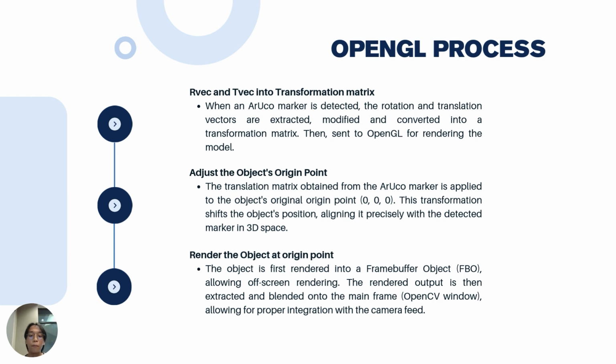And lastly, OpenGL helps in rendering the object at the correct position. Instead of rendering the object directly onto the main frame, we first render it into a frame buffer object, or an FBO. This technique allows us to handle the rendering off-screen. The final rendered image is then blended onto the main OpenCV frame, ensuring smooth integration with the real-world camera feed.